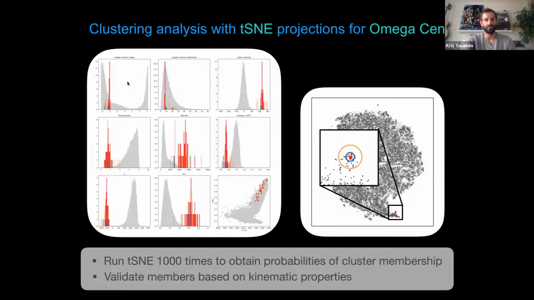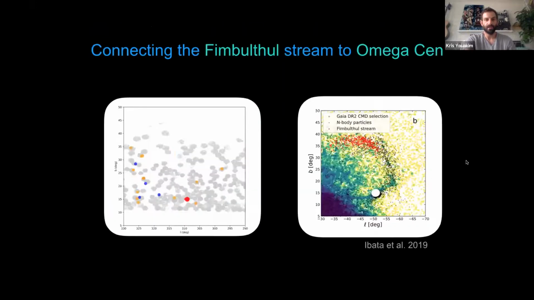And then we can look at specific kinematic spaces to validate our results. So here I'm just showing you proper motion angle, proper motion amplitude, radial velocity, energy, distances, angular momentum, eccentricity, and a Toomre diagram, where again, the red stars indicate Omega Cen confirmed literature members. The gray stars are background Milky Way stars. And the blue and orange stars are candidates, with blue being the higher probability candidates. And you can see that in almost all of these kinematic spaces, these candidates agree very well with being members of Omega Cen.